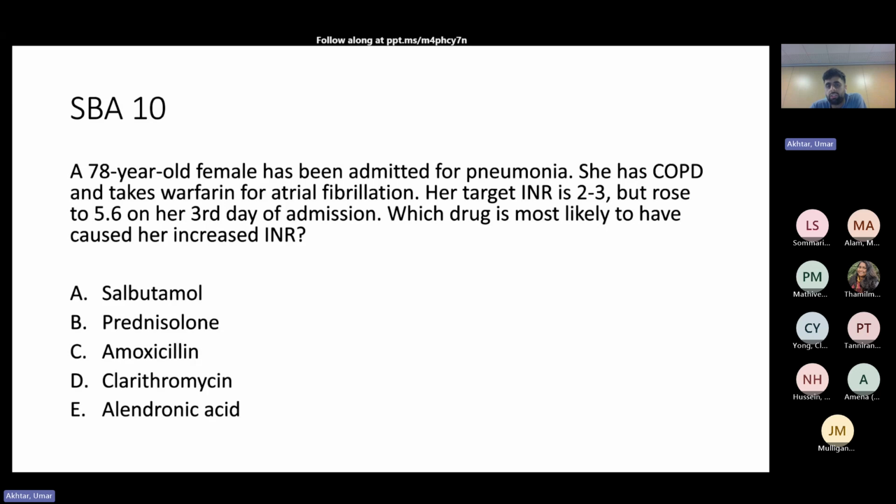What does that mean is not happening to the warfarin now as much as it was before? It's not being metabolized. It's not being broken down. And if something's not being broken down, obviously it's going to increase its concentration and how much of it is in the blood. So what metabolizes warfarin?